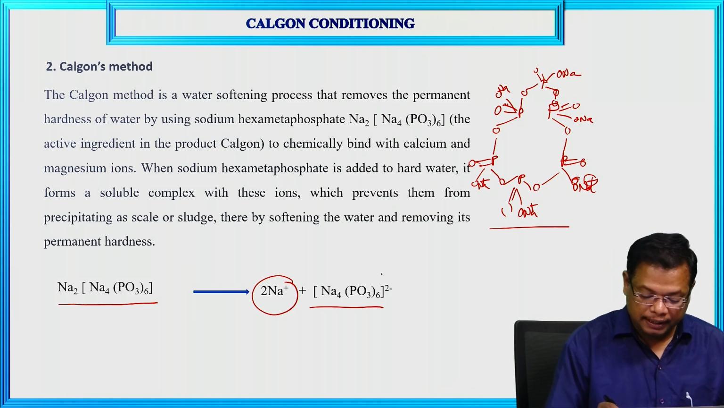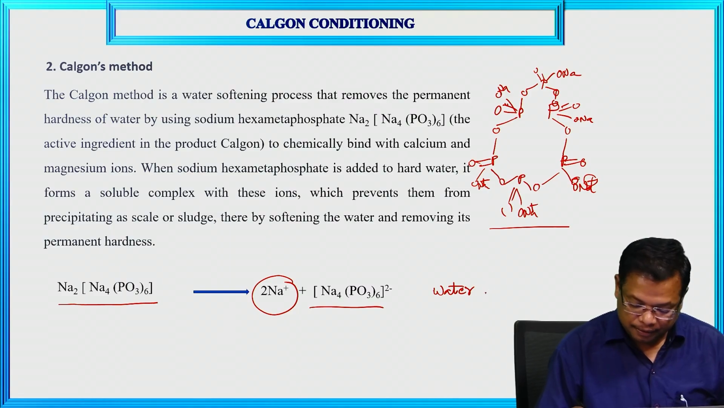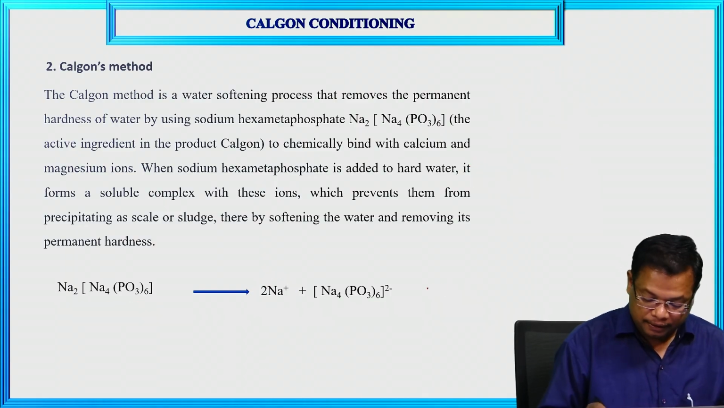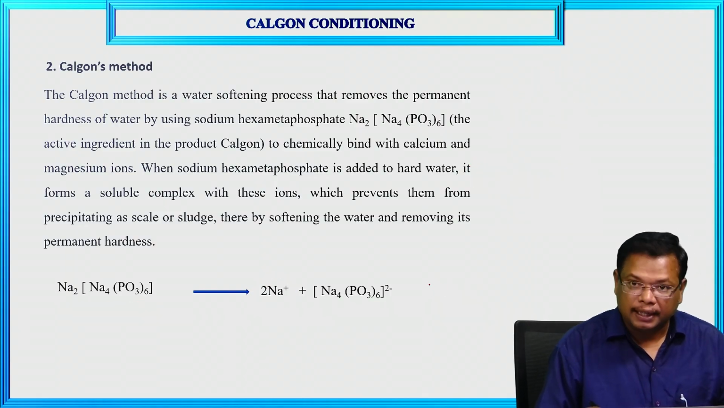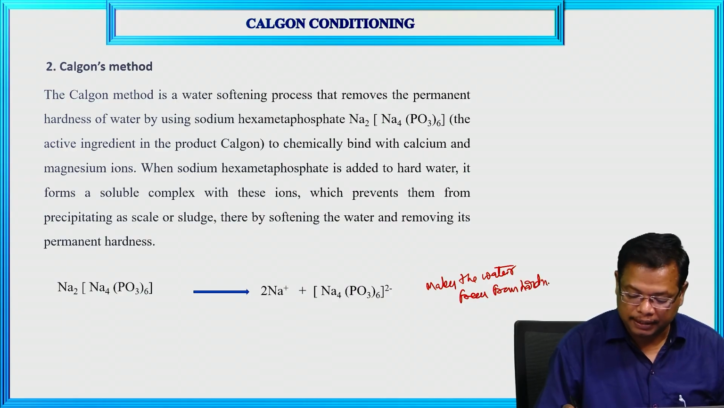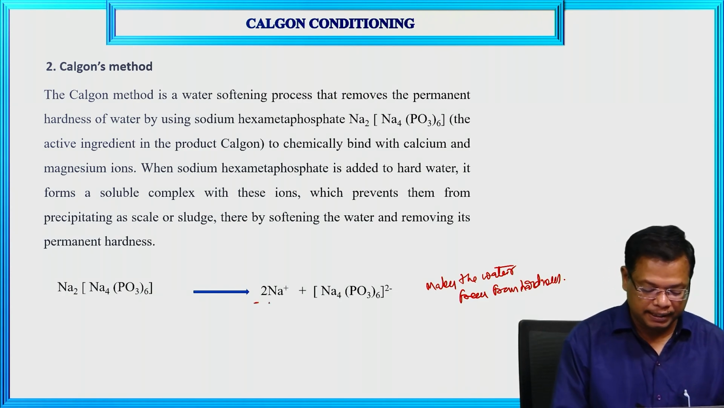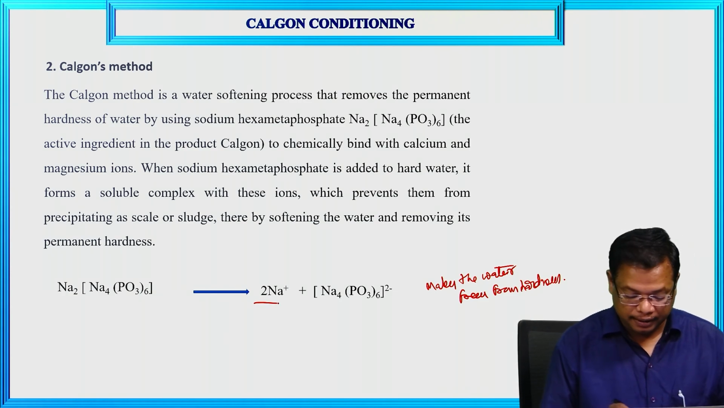Now this will become... this sodium ions make the water free from hardness. How? We have to check. Initially it loses its 2 Na plus ions, and then this Na4 (PO3)6 2 minus ion is there.